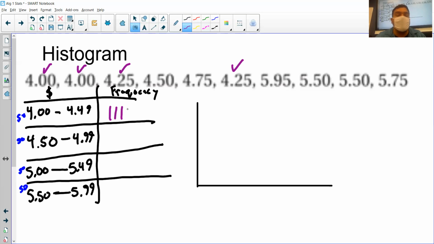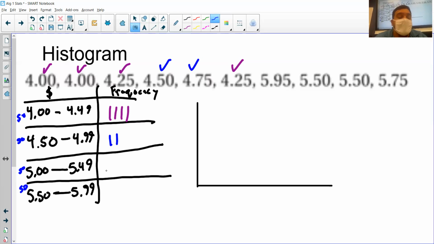You could put tally marks, or just put 4, that's fine. Are you going to put them in order on the cash? No, this is not in order. Next one, 4.50 to 4.99. How many do we have there? 2. I see a 4.50 and a 4.75. So I'll put 2 tally marks. You could just put the number 2, it's fine.